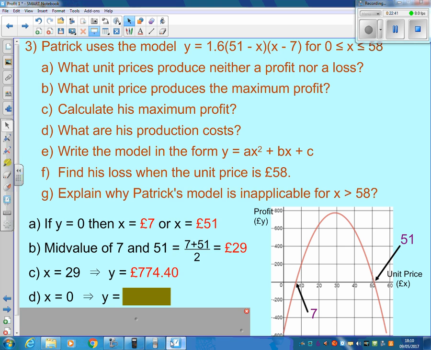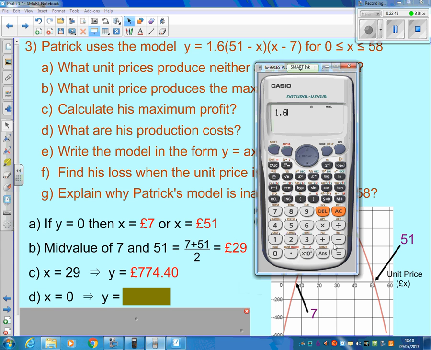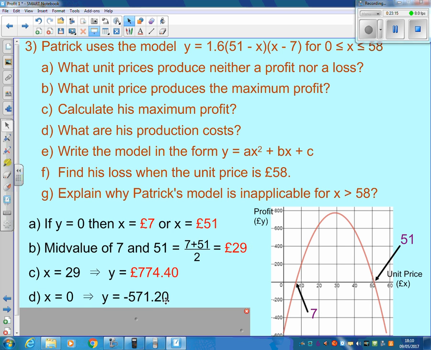Okay, so all I do is go to my equation there. Sorry, I've already cleared the equation, that's a pity. I need to put it in again. 1.6, 51 minus x, close the brackets, open it up again, x minus 7, close the brackets, check that I've got the right thing. All I need is calc 0. So that means unit price 0, and that means I'm told minus 571.2. When x is 0, y is minus £571.20. Well, if x is 0, he's getting nothing from his sales, so his production costs must be £571.20, because that's going to be the same as the loss he makes in that situation.